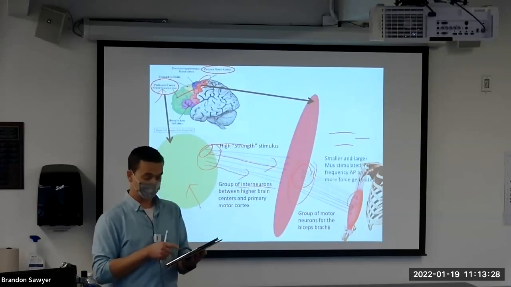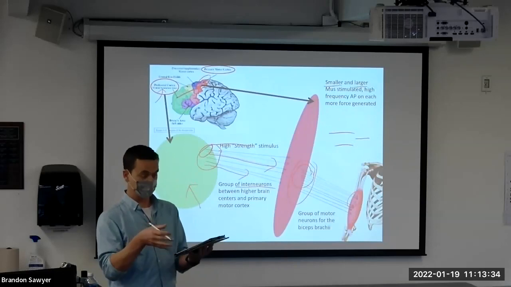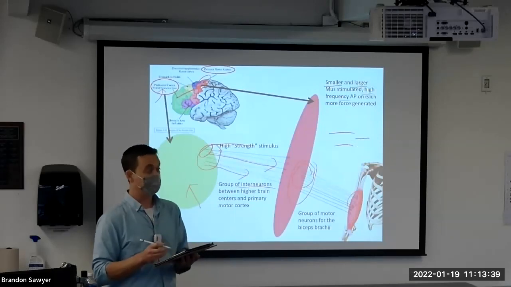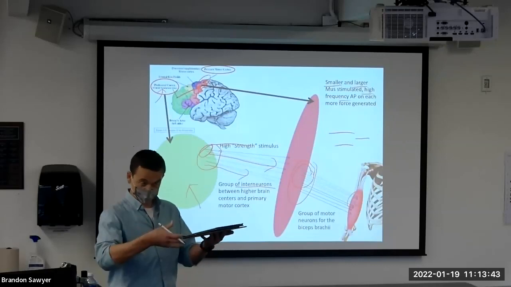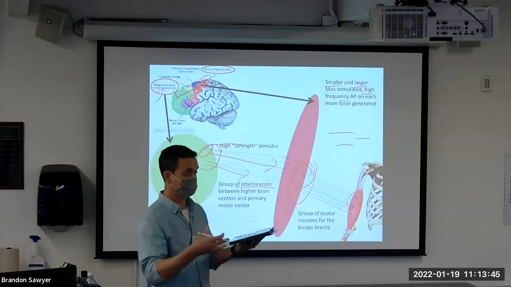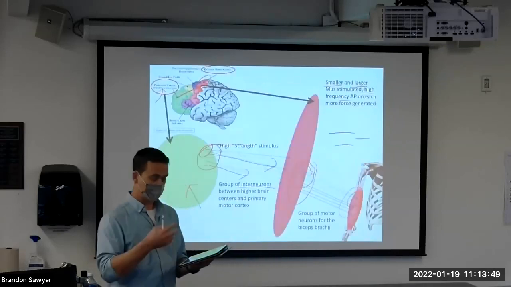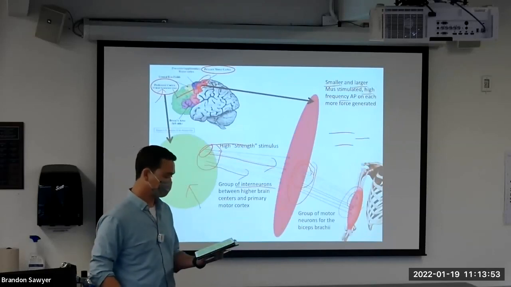And then on each one of those, first of all, we get the smaller motor units and the larger motor units together contracting, right? On each of those, we have a high frequency action potential, right? So then we get a lot of acetylcholine release, a lot of calcium release, a lot of active myosin binding. So we get a lot of force generated with each one. And that's kind of the basics of that.